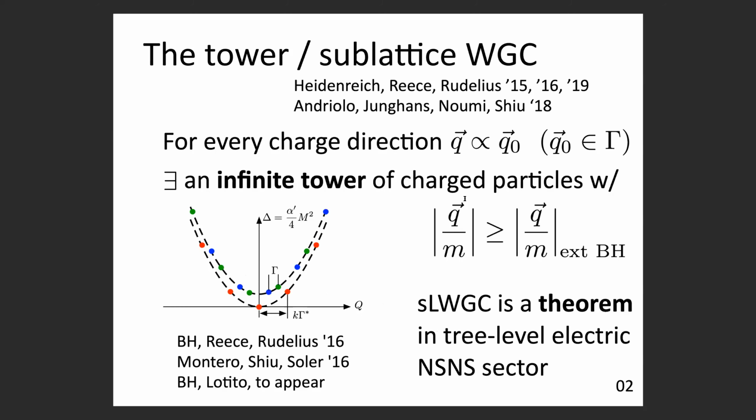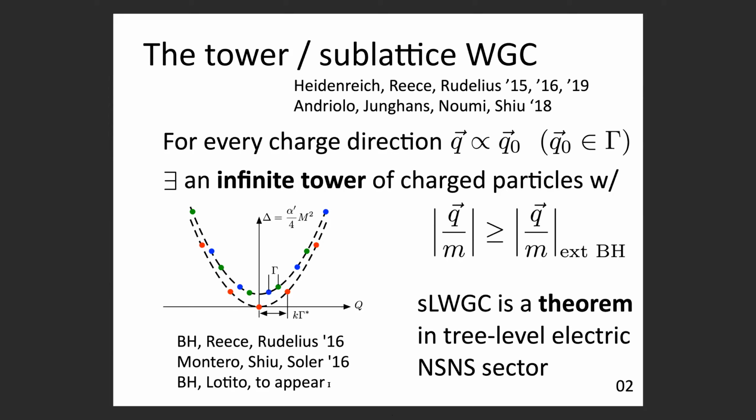Another motivation, which is a pretty strong motivation, is that the sublattice conjecture, which is the stronger of these two conjectures, is in fact a theorem in the tree-level electric NS sector of string theory. So if I look at worldsheet string theory, in the NS sector, for every gauge boson, there's a conserved current on the worldsheet. And so it's a question about global symmetries in the worldsheet theory. And using modular invariance, I can conclude that there's a tower of operators on the worldsheet that have dimensions that go like their charge squared.